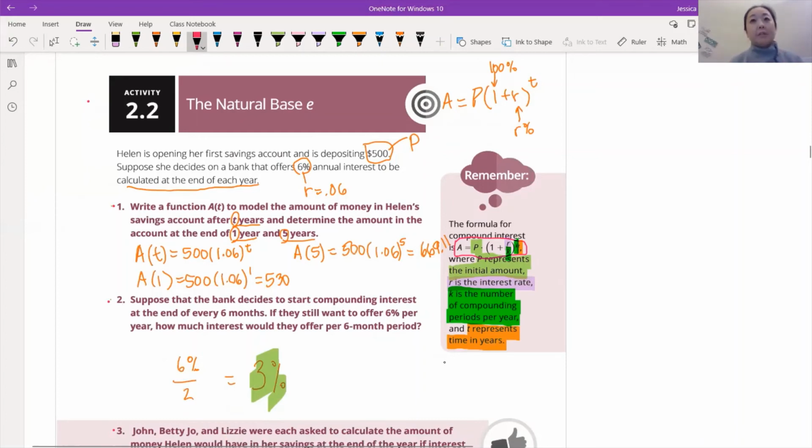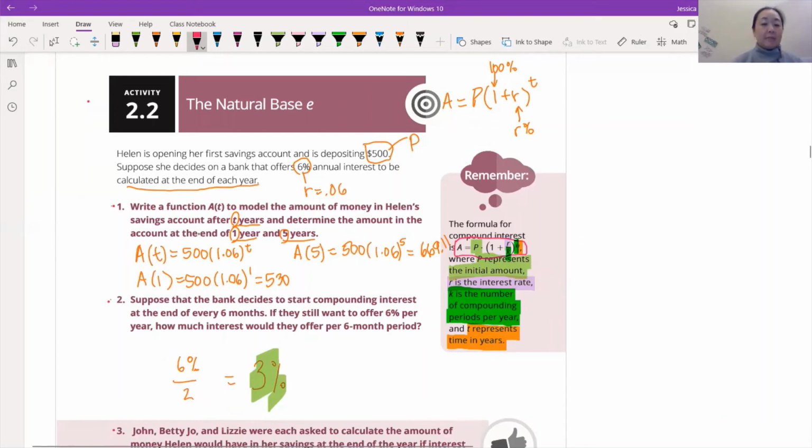So here we go. If you remember, our original equation was A is equal to P, which was the principal, times 1, which was the 100%, plus the rate, whatever rate they're going to give us, and then to the t power.